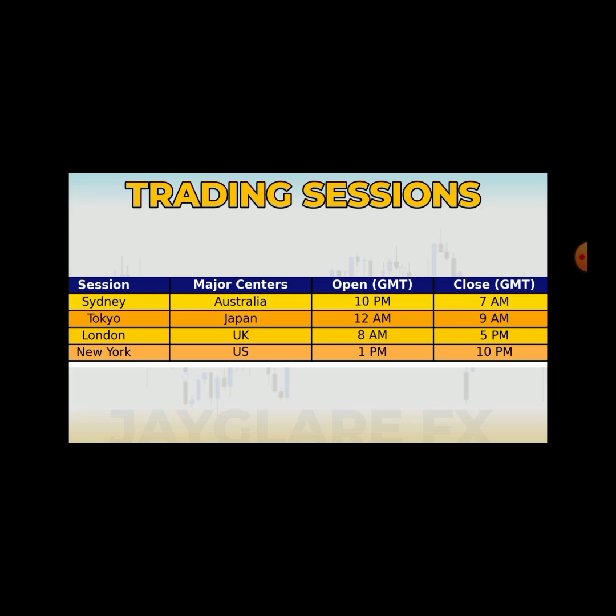So if you are trading a pair that is related to Australia, that is AUD, Australian dollars, the Sydney session is good for you, and if it's USD AUD, the New York session is also good for you. So you have to find a session that lines up with the market you are trading, and also balances with your timing. That is the best time you would want to trade.